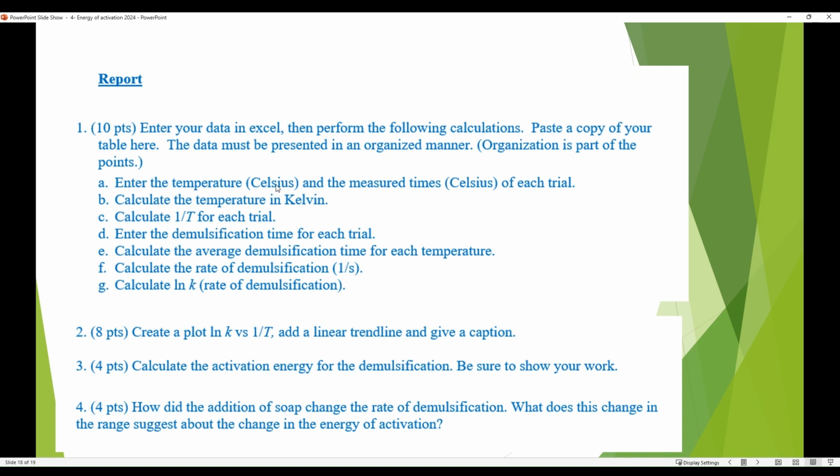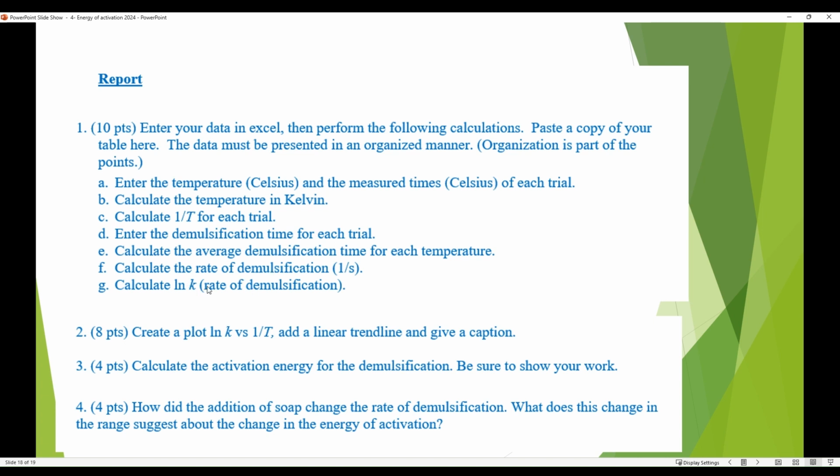the temperature in Celsius and then calculate the temperature in Kelvin, calculate the inverse temperature in Kelvin, enter the demulsification time for each trial, and then calculate the average demulsification. Everything before should be straightforward. You calculate the rate, and it's just the inverse of it. So what you get in E, take the inverse, that gives us our rate.